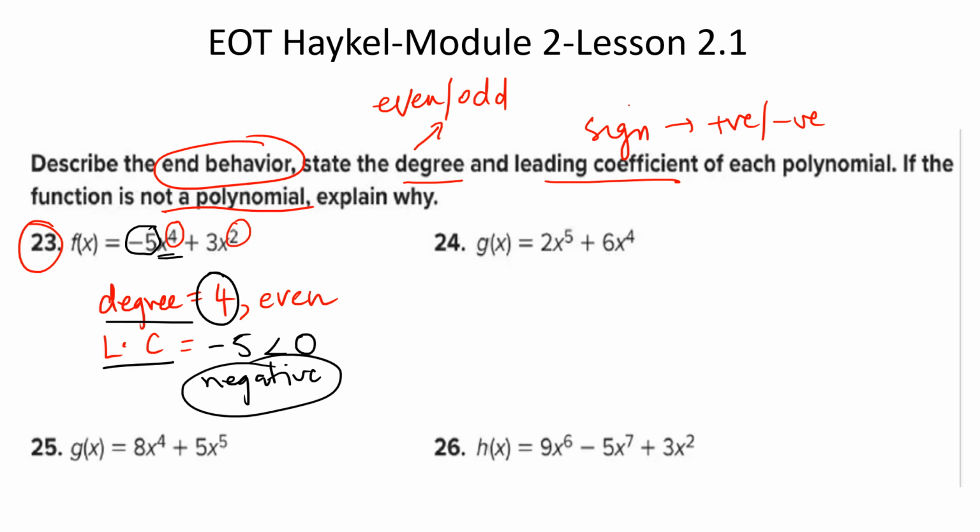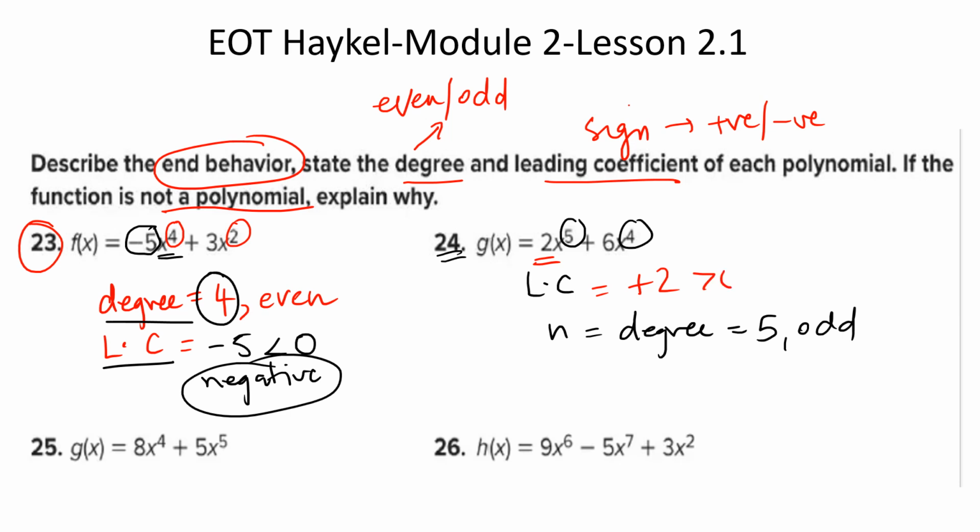Okay. Similarly, for question 24, we will now find the degree and the leading coefficient. The powers are 5 and 4, the bigger is 5, so the degree is 5. Definitely it is odd, and if you look at the number which is multiplied, it is plus 2, so it's positive. So positive leading coefficient and odd degree. That is the end behavior you have to select from that table, which is the formula sheet. That's why it's important to learn it.